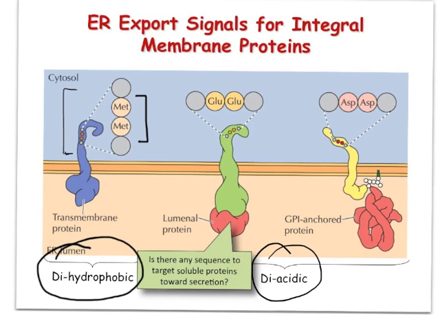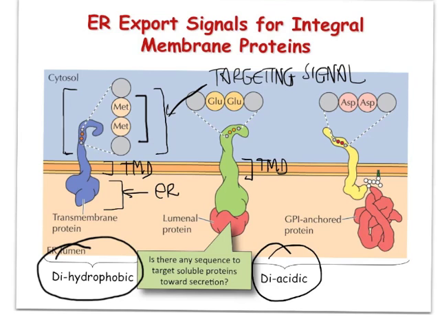So these are proteins that have a transmembrane domain, as shown here. All of these have transmembrane domains. They also have a luminal domain, and then they also have that cytosolic domain, which contains the targeting signal.